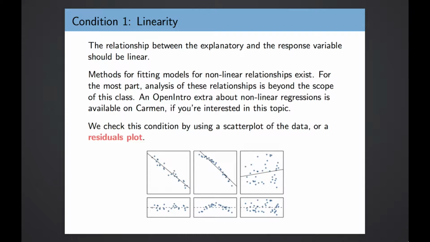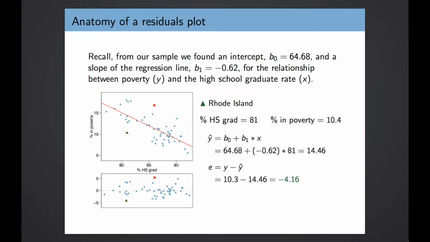Then in the middle of the data, the residuals are consistently positive, and then they drop off and they're consistently negative again. This is a sign of nonlinearity. So if you see something like that when you plot the residuals after doing a regression, that is a sign that this condition is not satisfied. So let's talk about what a residuals plot looks like in just a little bit more detail.